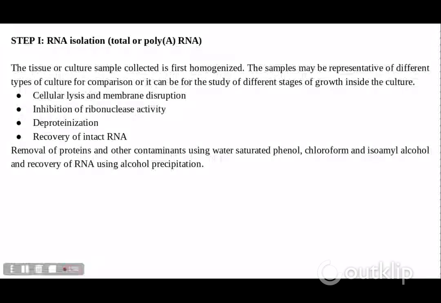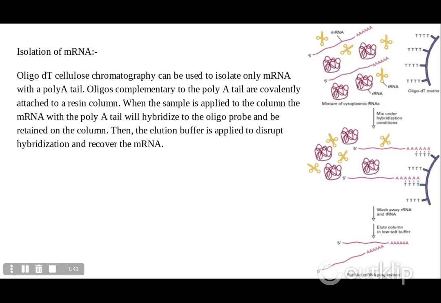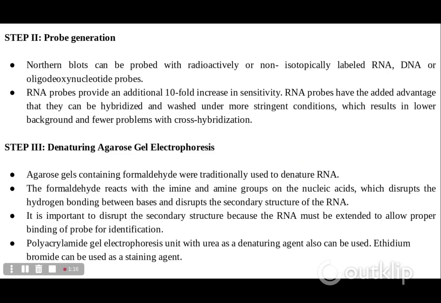First, the cell is lysed. Then the inhibition of the ribonuclease activity occurs. Then depurination occurs and the recovery of the intact RNA. Now, the mRNA is isolated by oligo-dT cellulose chromatography, where the oligo complementary to the poly A tail is covalently attached to the resin column. And then after the sample has been applied, the mRNA with the poly A tail will hybridize to it, and then an elution buffer is applied, which disrupts hybridization, and then the recovery of the mRNA occurs.